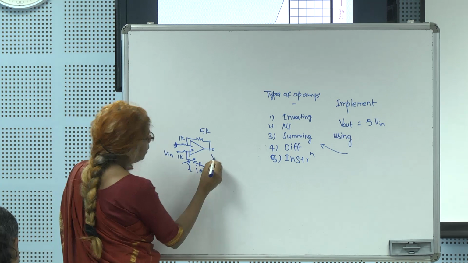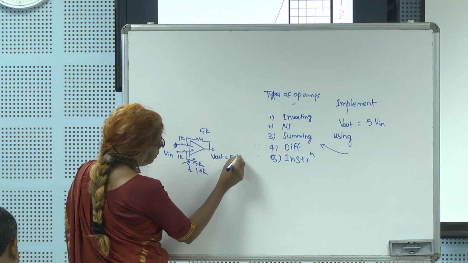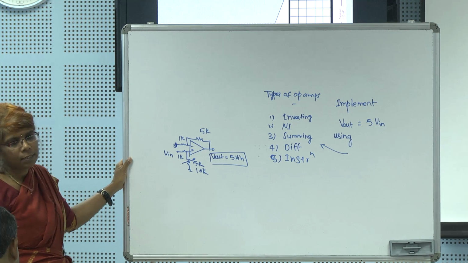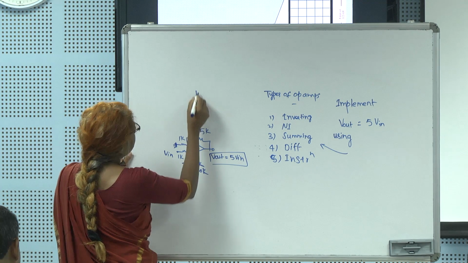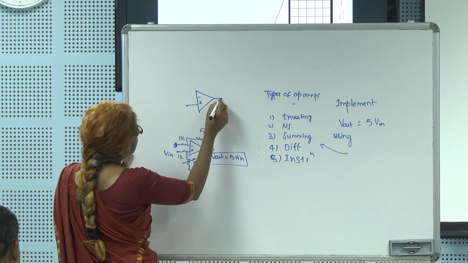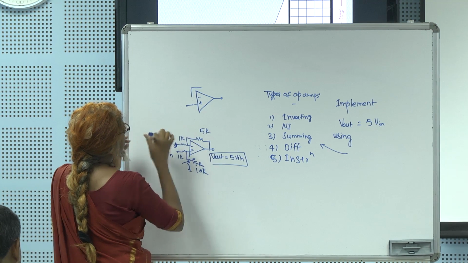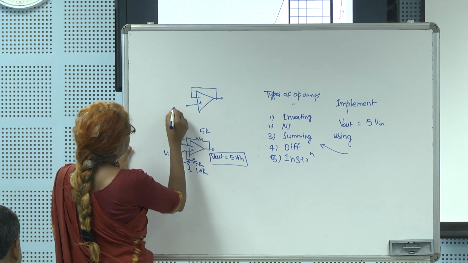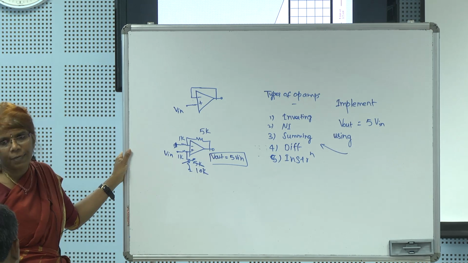So, V out equal to, all the time you have to write V out equal to 5 times V in. Make sense? Questions? Now, what is this called when you have this kind of arrangement? Oh, you call it buffer, it is called voltage follower.